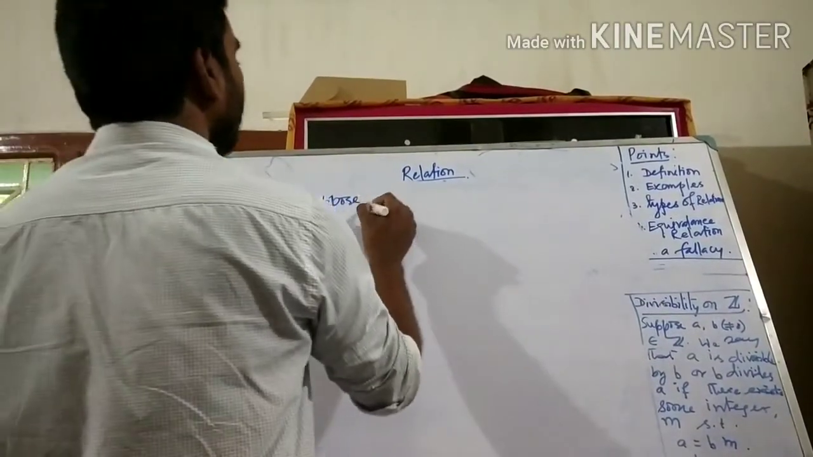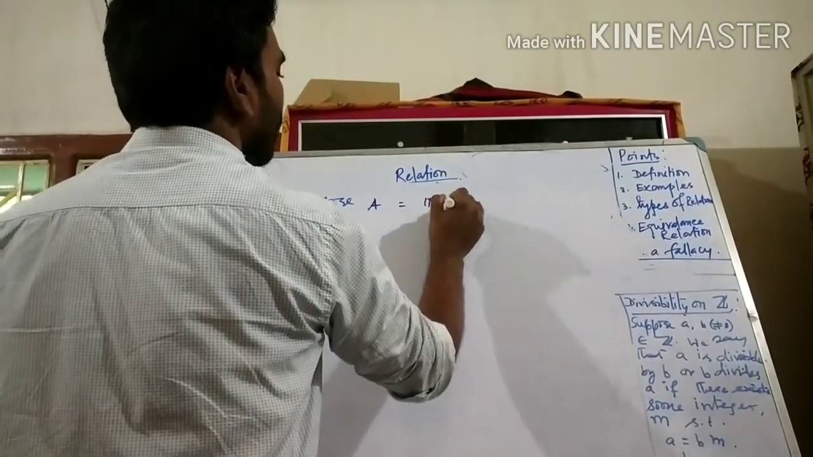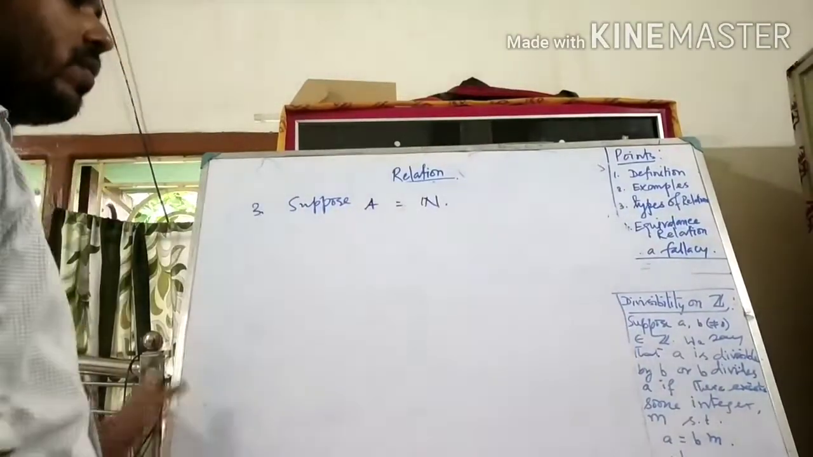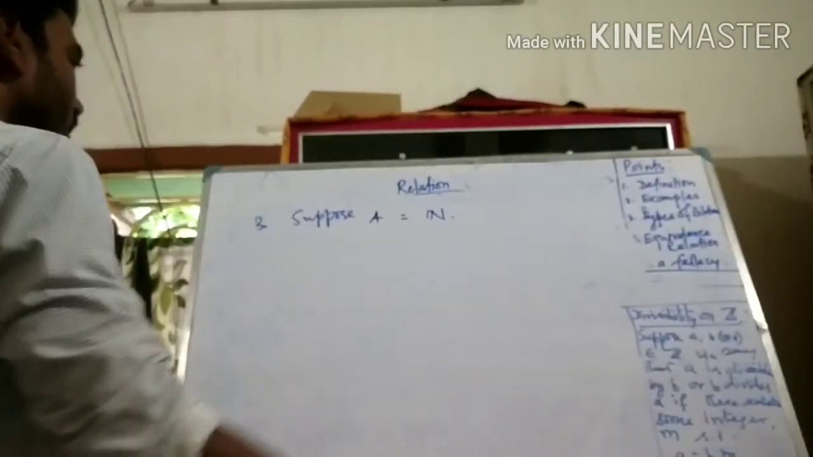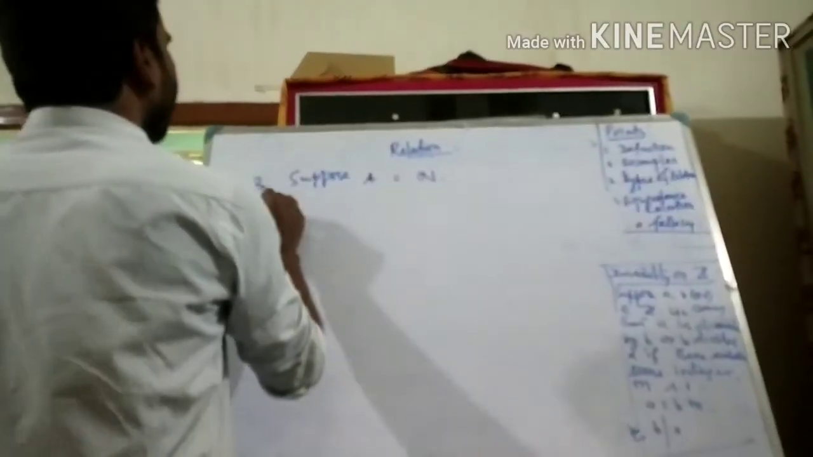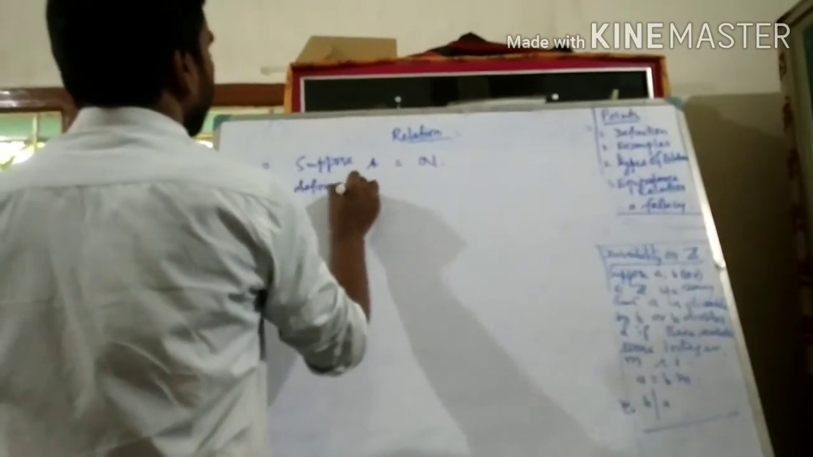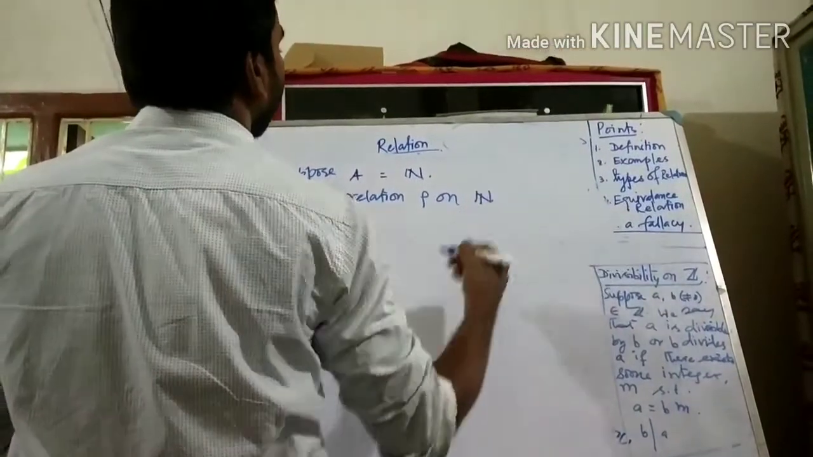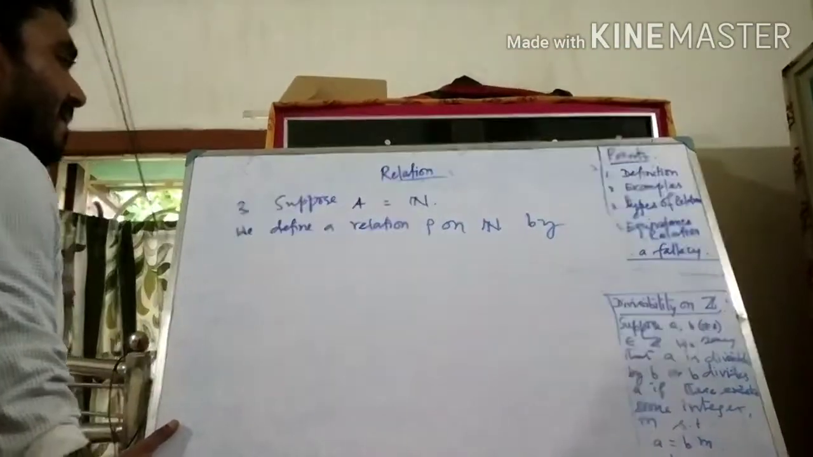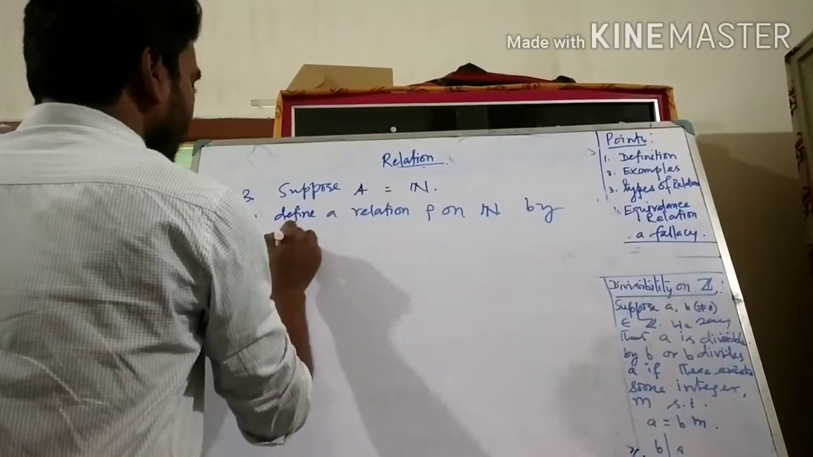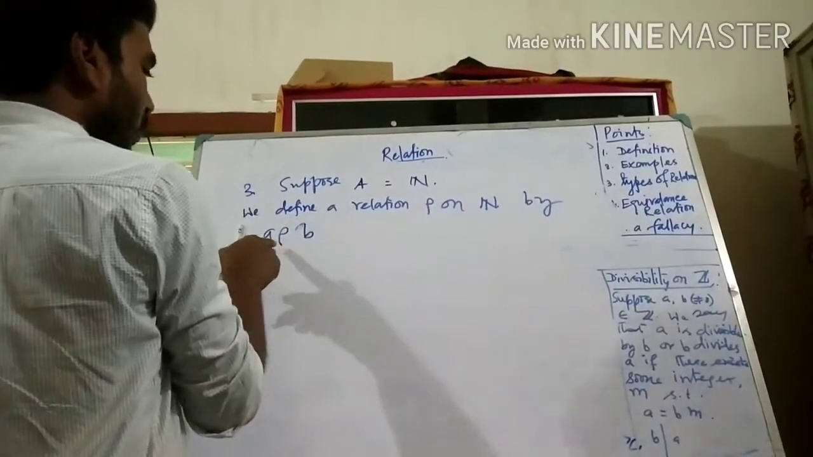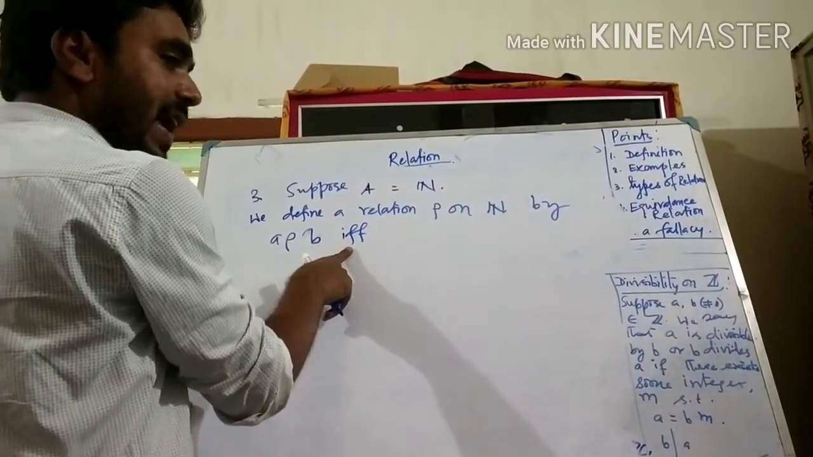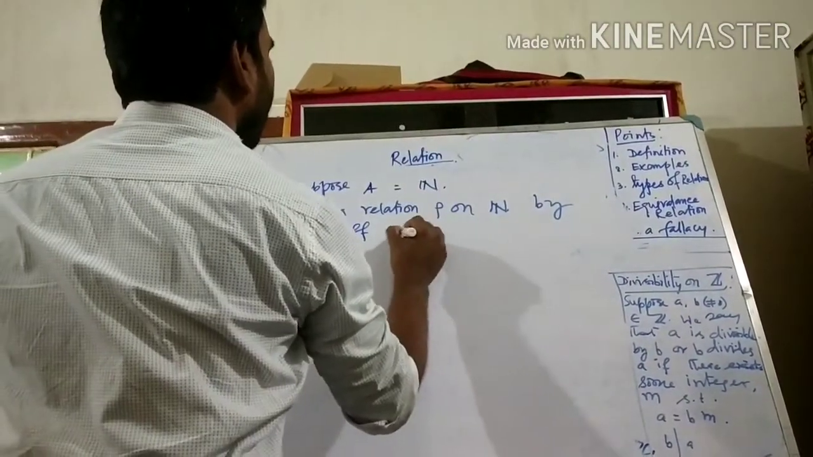Suppose our set A is the set of all natural numbers. It starts from 1, 2, 3, 4, 5, and so on. So the set of all natural numbers. We define a relation rho on N by: there is a rho relation between A and B if and only if A divides B.